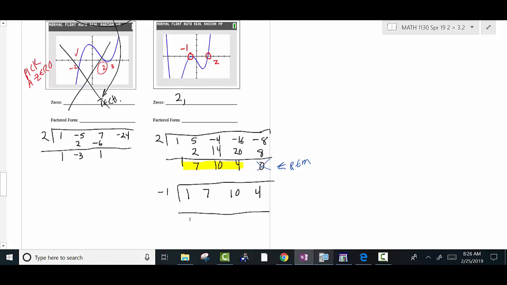So bring down the 1. Multiply, that's -1. Add the column, that's 6. Multiply, that's -6. That would be 4. -4, so we got it. That means the second 0 is -1. Now notice on the graph I gave you, the other 0 looks like it's at a decimal.